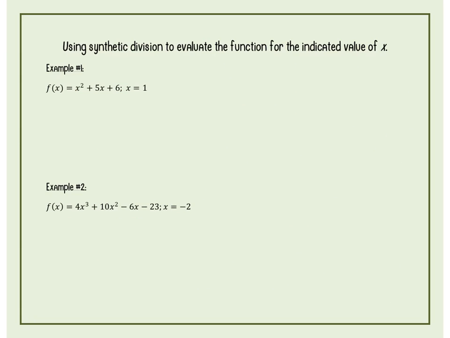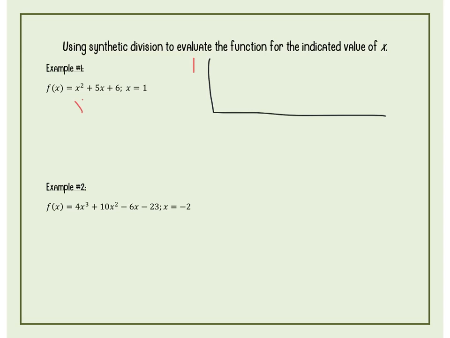Now here we're going to use synthetic division, but this time, this says use synthetic division to evaluate the function for the indicated value of x. Well, this told us x equals 1. So this already gave us what number is going to go on the outside. Now, I do want to know what I'm dividing by, guys, because if I have a remainder, I needed to know that before I had x equals 1, what was I dividing by?